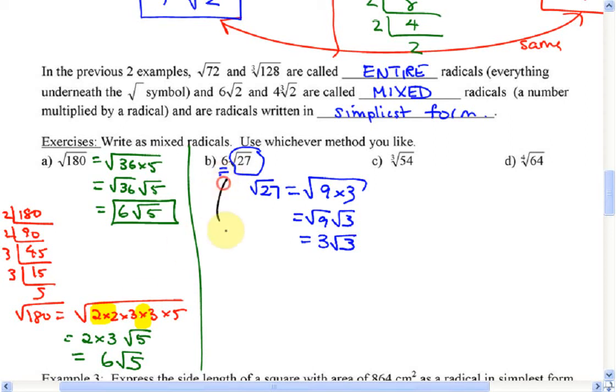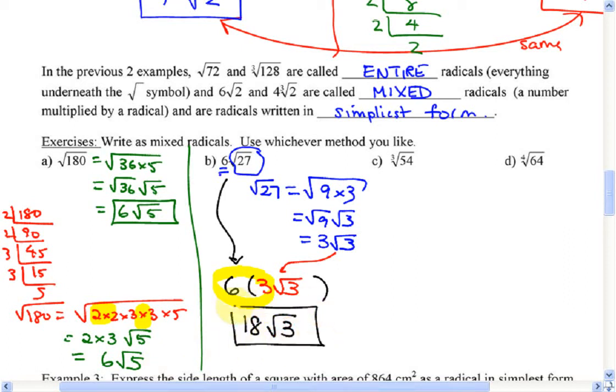Now, how would I do 6 root 27? Well, 6 is still there. What's my root 27? Well, that's just my 3 root 3 now. So what's 6 times 3? 6 times 3 is 18. Yeah, so your answer here is just 18 root 3. That's it. Okay, so don't freak out about the number in front. Just do the square root part individually first. Find the simplified form and just multiply that by the 6 in front. So in this case, the 6 times the 3, that's 18. 18 root 3 is your answer.